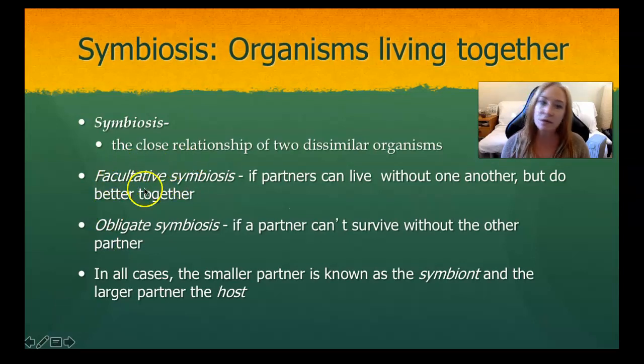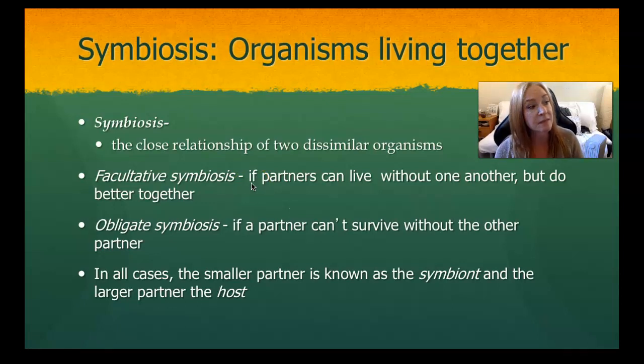Facultative symbiosis, you don't need to worry about writing these down. This is just nerd talk right here. But facultative symbiosis is the partners in the relationship can live without one another, but they do better together. So here's an example. There's a species of eel, which is, you know what eels are. They're like the big fish with the ribbon-like body that live in caves.